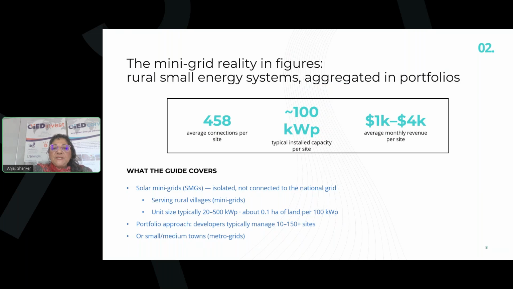How this relates to ESG compliance issues. Obviously, the tools that we have now developed would also apply to mini-grids of a scale of about 1 megawatt peak. Next slide, please.